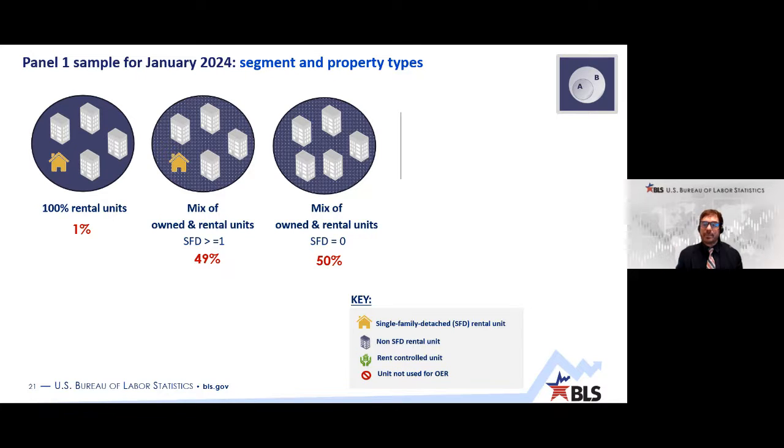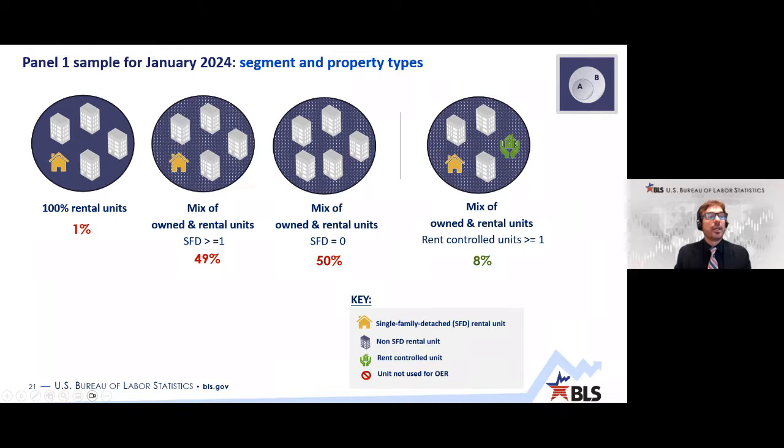Almost 50% of the segments we selected were a mix of owned and rental units with at least one single family detached housing unit in the segment. And in fact, 60% of this middle category were segments with all 5 units that we selected being single family detached, with 40% of this category being less than 100% single family detached. Then this third type of segment is also a mix of owned and rental units with no single family detached units in it, and this occurred 50% of the time in our sampling.